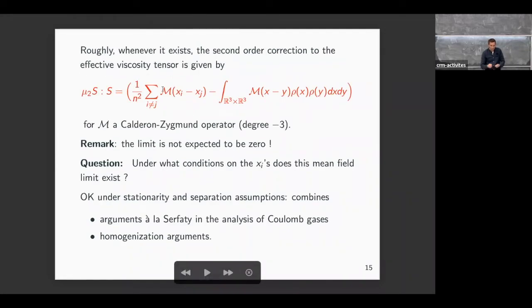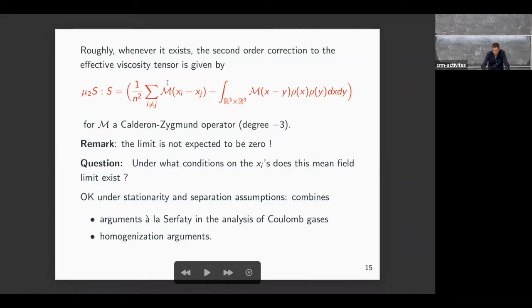And when you do the calculations, typically through this method of reflections, you see that the second order correction to the effective viscosity should be given by, I have a limit which is missing here, you should have a limit of this kind of term where this big M here is a singular operator of degree -3. So it's a Calderon-Zygmund kernel. And actually this is not just a remark. We really use the fact that it is Calderon-Zygmund to be able to derive this phi square term.